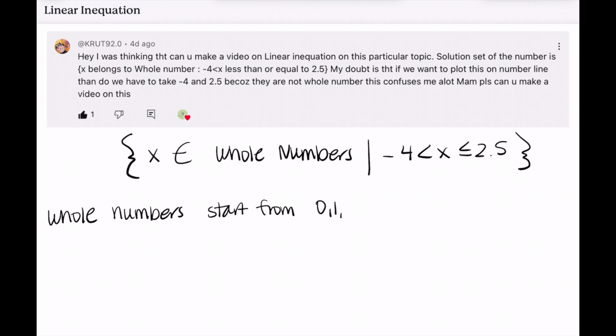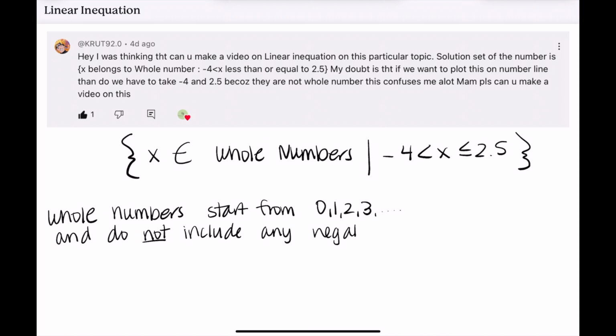So let's go through and redefine whole numbers. We know that whole numbers start from 0. They increase by 1, right? They increase by whole numbers. So examples would be 0, 1, 2, 3, and so on. And they do not include negative numbers or decimals. So now that we know what we're looking for, the solutions are whole numbers.